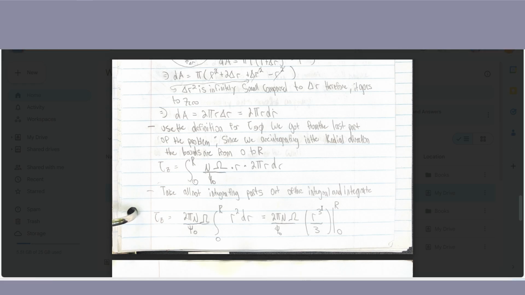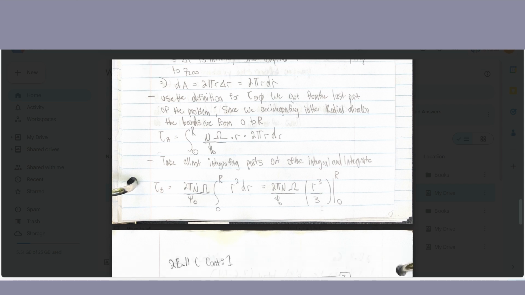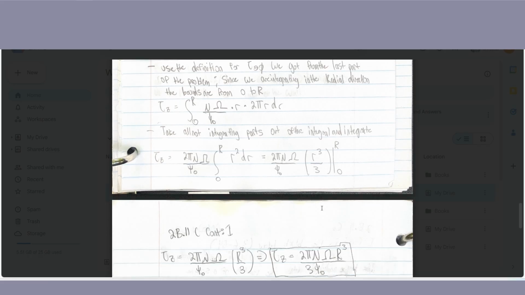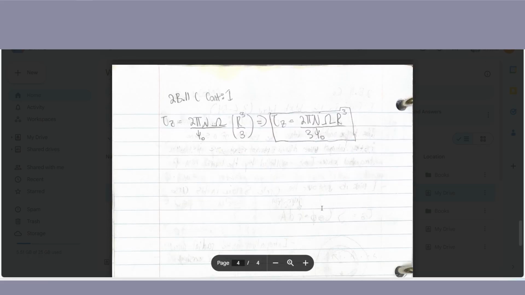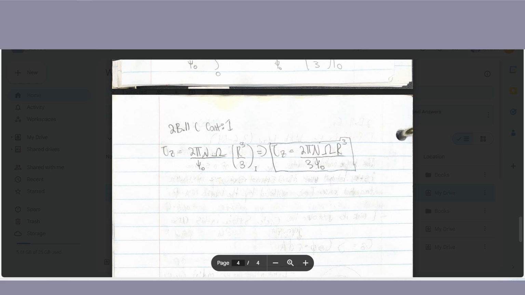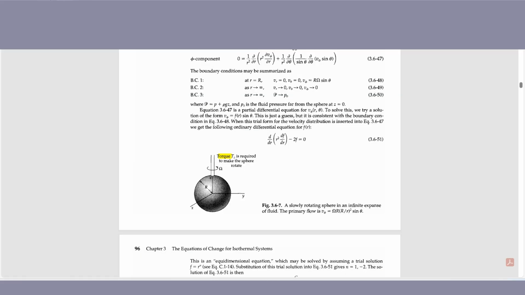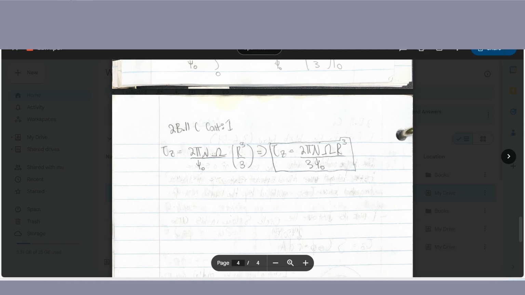So the integral of r squared is just r cubed divided by 3, and we're integrating over the bounds, obviously 0 to r. Those are just the radius bounds of the circle, so that's pretty self-explanatory. So the shear stress, or the torque, is 2 pi viscosity, whatever this expression. And that's it for part C.